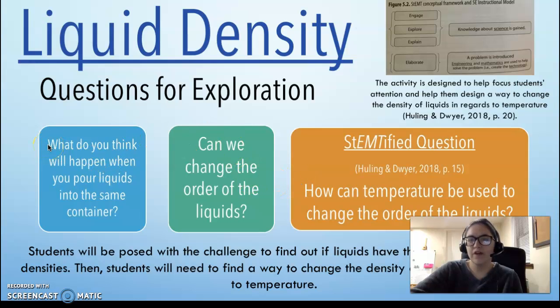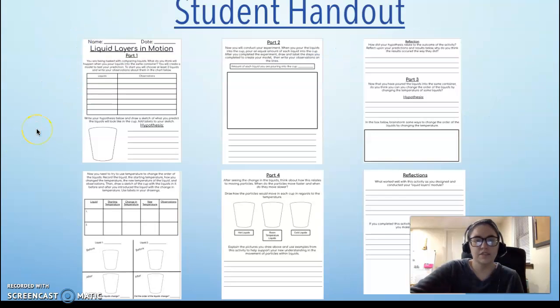I used Figure 5.2, the conceptual framework for asking questions to engage, explore, explain, and elaborate, as I created these questions. Students will first explore what they think will happen when you pour liquids into the same container. Then they will explore whether we can change the order of the liquids, and how temperature can be used to change the order of the liquids.